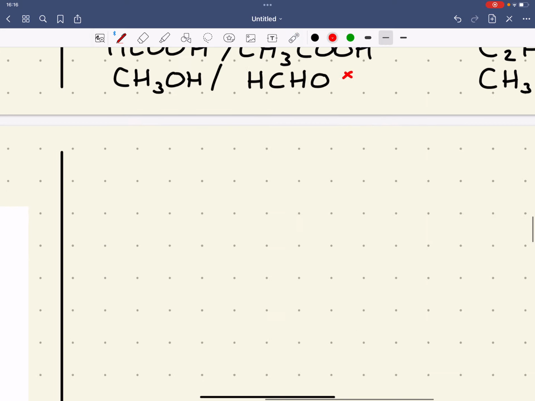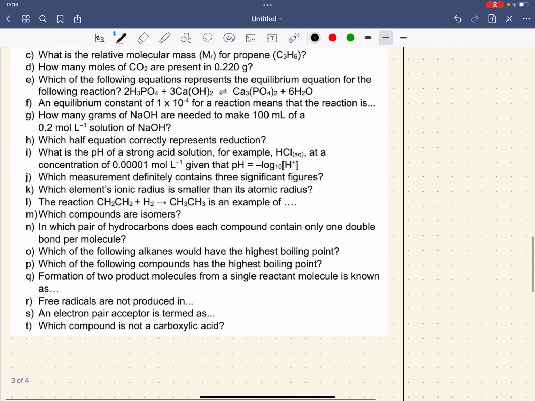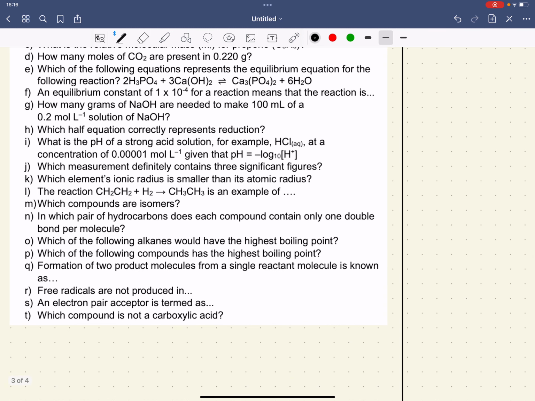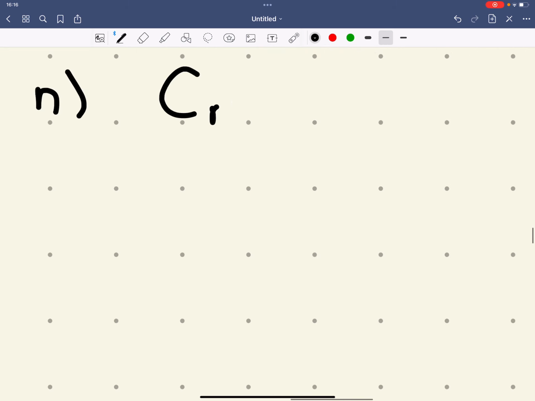Okay, moving on to question 14, or part N, if you like. If we look at my sheet here, it says, in which pair of hydrocarbons does each compound contain only one double bond per molecule? Well, if a compound's only got one double bond per molecule, it's got a general formula CnH2n. So we're looking for where the number of hydrogens is double the number of carbons.